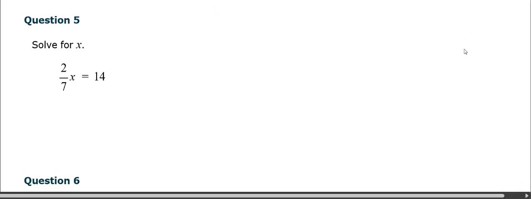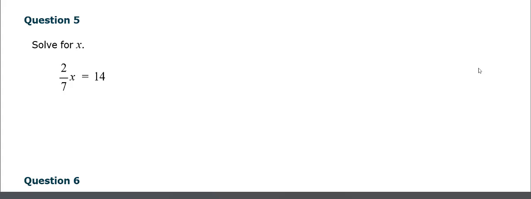The next problem. Solve for x. 2/7 x equals 14. So again, there's nothing to do on either side. So we're to our final step where we need to do something to the 2/7 so that our coefficient, the value in front of x, is 1. So yes, we could divide by 2/7. Dividing by a fraction is the same as multiplying by its reciprocal.